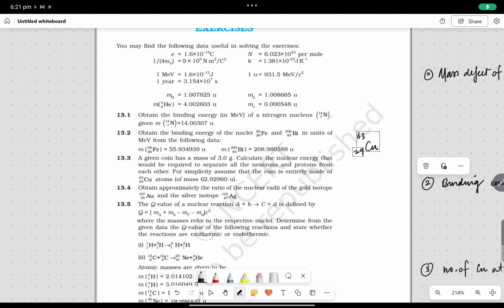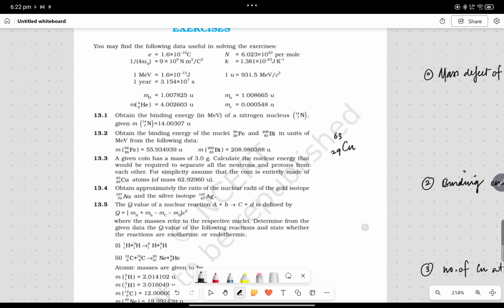So in this video we are going to solve question number 13.3. The question says a given coin has a mass of 3 gram. Calculate the nuclear energy that would be required to separate all the neutrons and protons from each other. For simplicity, assume that the coin is entirely made of Cu 63 atoms of mass 62.92960 U, meaning the mass of its nucleus, right?